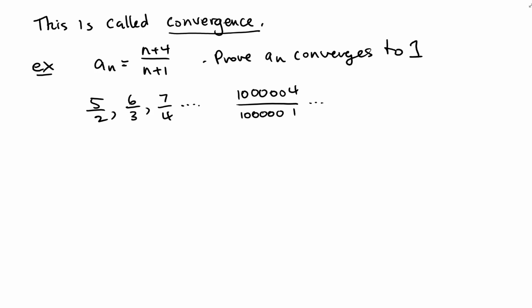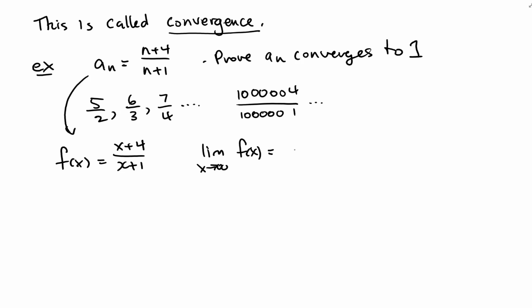So since this a sub n can be written as the function, basically f of x is equal to x plus 4 over x plus 1, we can go and use limits, as we have previously in this course, to explore what's actually happening. And of course, the limit as x goes to infinity of f of x tends to go to 1, and therefore this shows the convergence of a of n as a list converging to 1 as well.